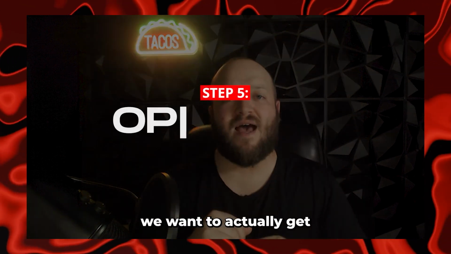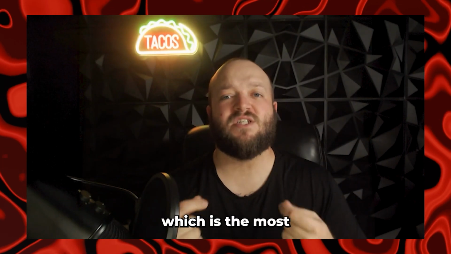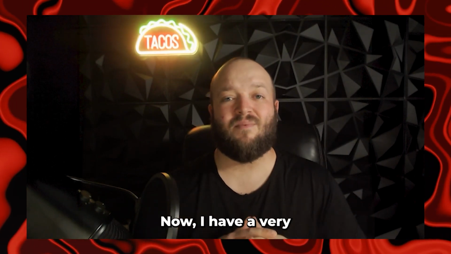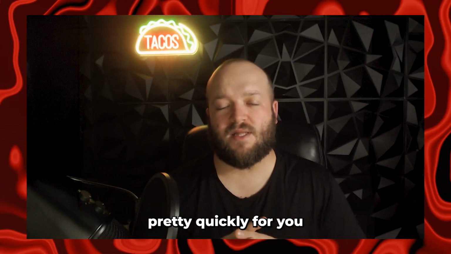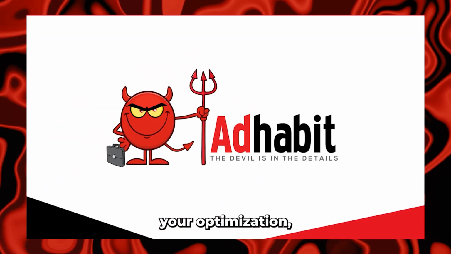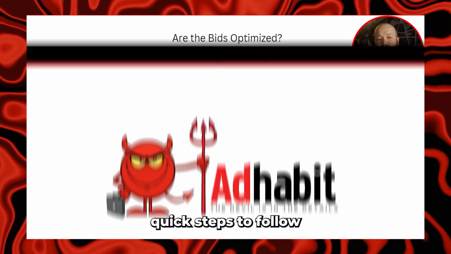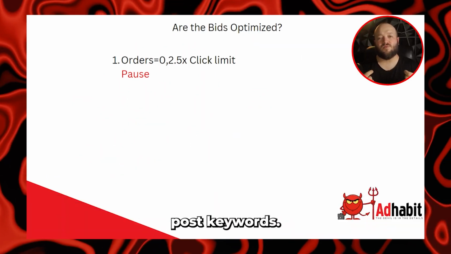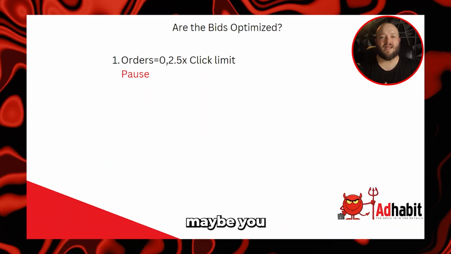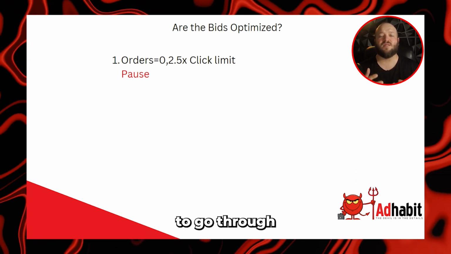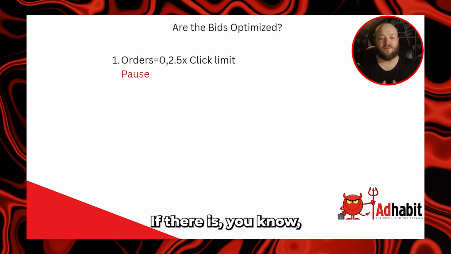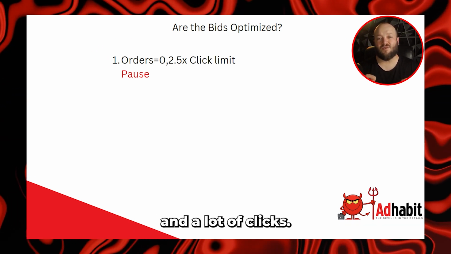Now, for step 5, we want to actually get into optimizing your bids, which is the most important part of all this. I have a very in-depth video that I put out last week on bid optimization, but I'll fly through it pretty quickly for you here today. When you're doing your optimization, there are a few quick steps to follow. First, you want to pause keywords. Once you get a certain amount of data, maybe you launched them and waited a few days, 7 days, 2 weeks, you want to really start to go through and look at how much data you've gathered, if there are some targets with 0 orders and a lot of clicks.